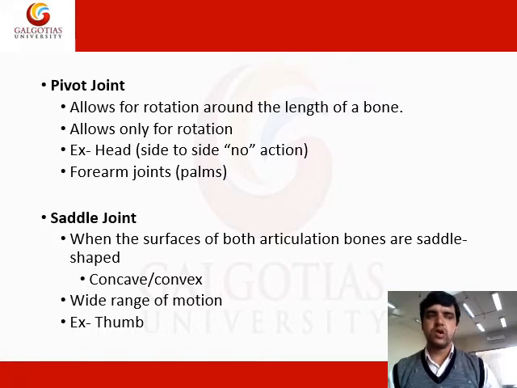These types of joints will provide a wide range of motion. The motion can be possible in any direction, either up and down, or rotatory motion is also possible. The best example for these types of saddle joint is the thumb, the joint of the thumb itself.